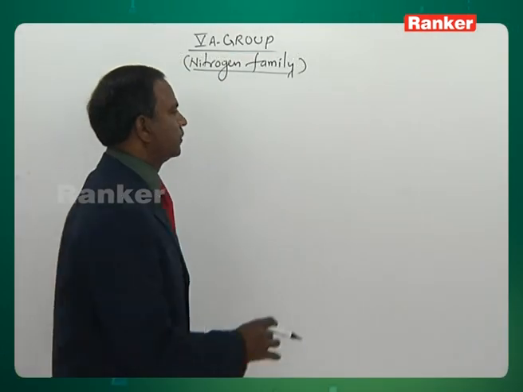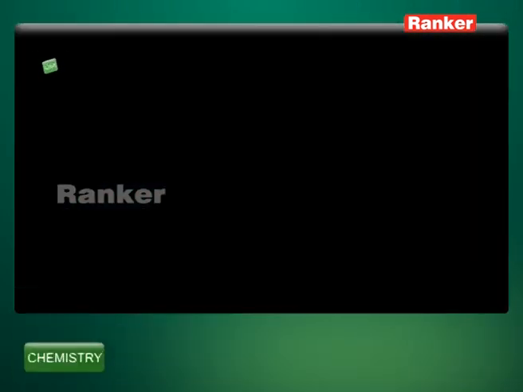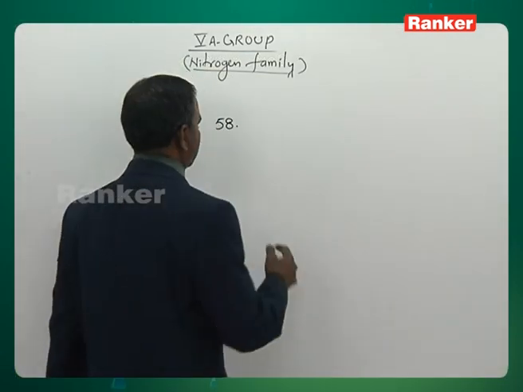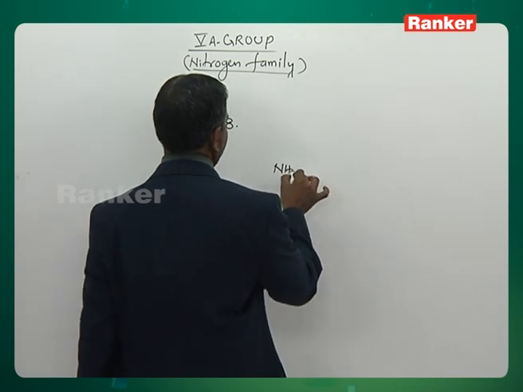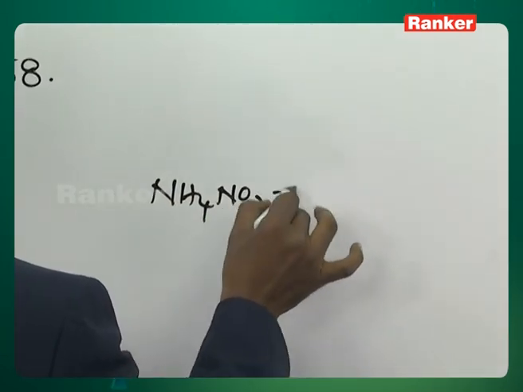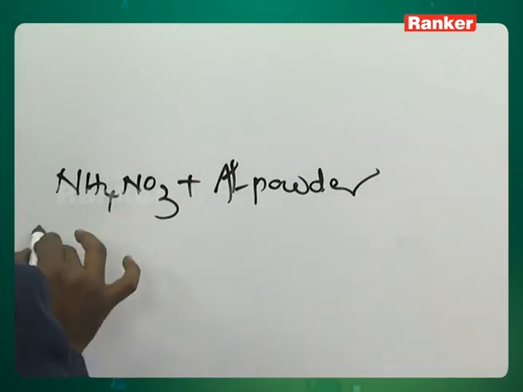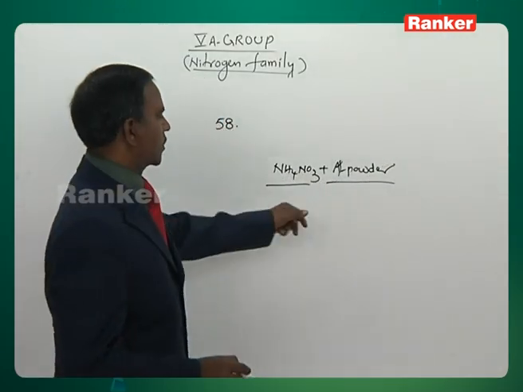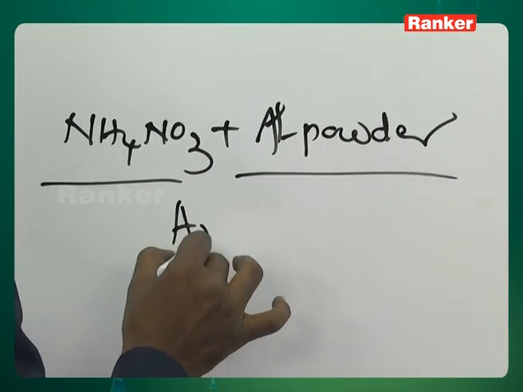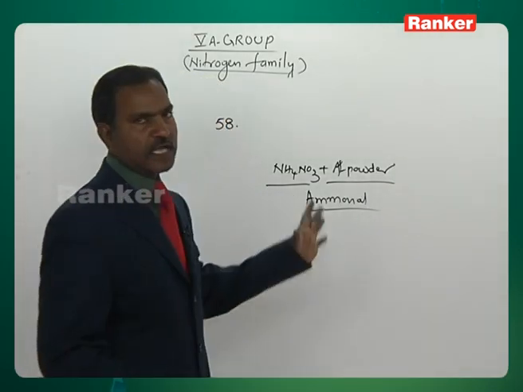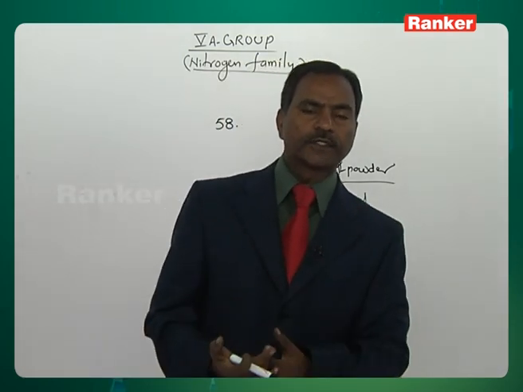Question number 58. Which one is explosive? PCl3. Look here, PCl3 is not at all explosive. Coming to lead nitrate, lead nitrate is also not an explosive. See, ammonium nitrate and aluminum powder. This is commonly known as ammonal. This is actually an explosive used in the preparation of bombs.